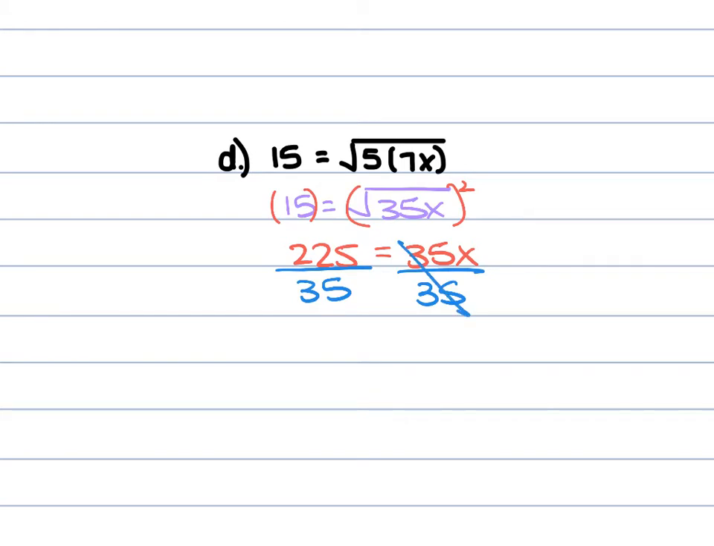If you don't know how many times 35 goes into 225, you know that they're both divisible by 5, because they both end in a 5. So if we divide the 225 by 5, 5 goes into 22 4 times with 2 left over, 5 goes into 25 5 times. So that's 45 over 7. And you can't simplify that any further, so it's just left like that.